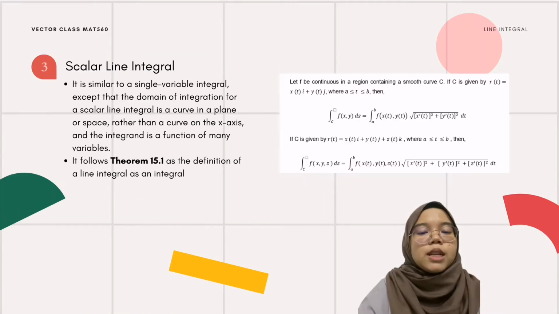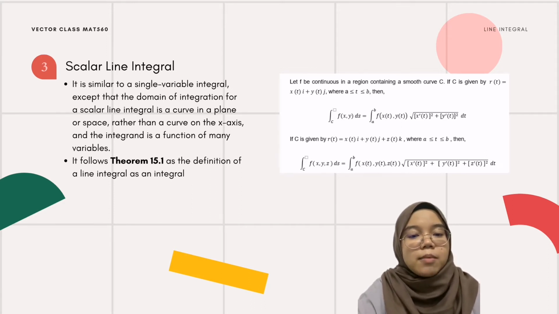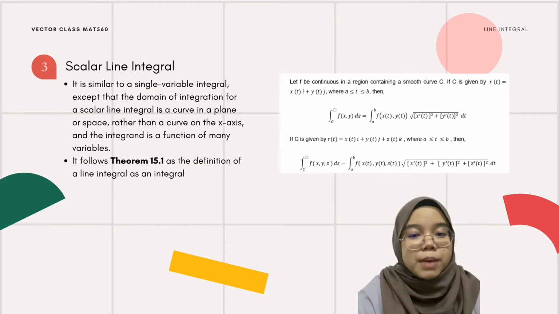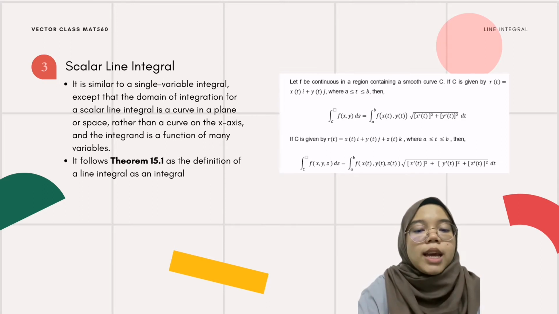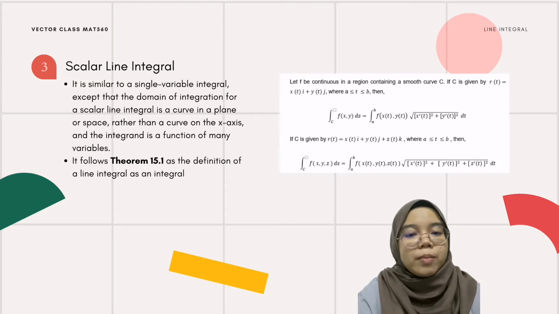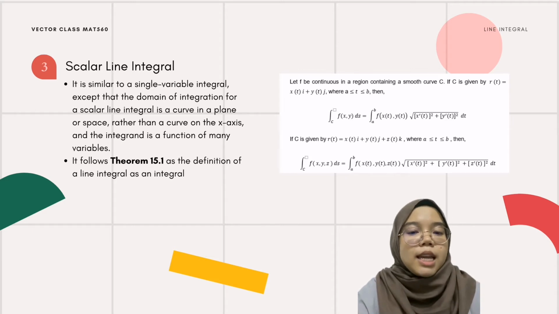We move to the next part, scalar line integral. It is similar to a single variable integral, except that the domain of integration for a scalar line integral is a curve in a plane or space rather than a curve on the x-axis, and the integrand is a function of many variables. It follows Theorem 50.1 as the definition of a line integral as shown above.